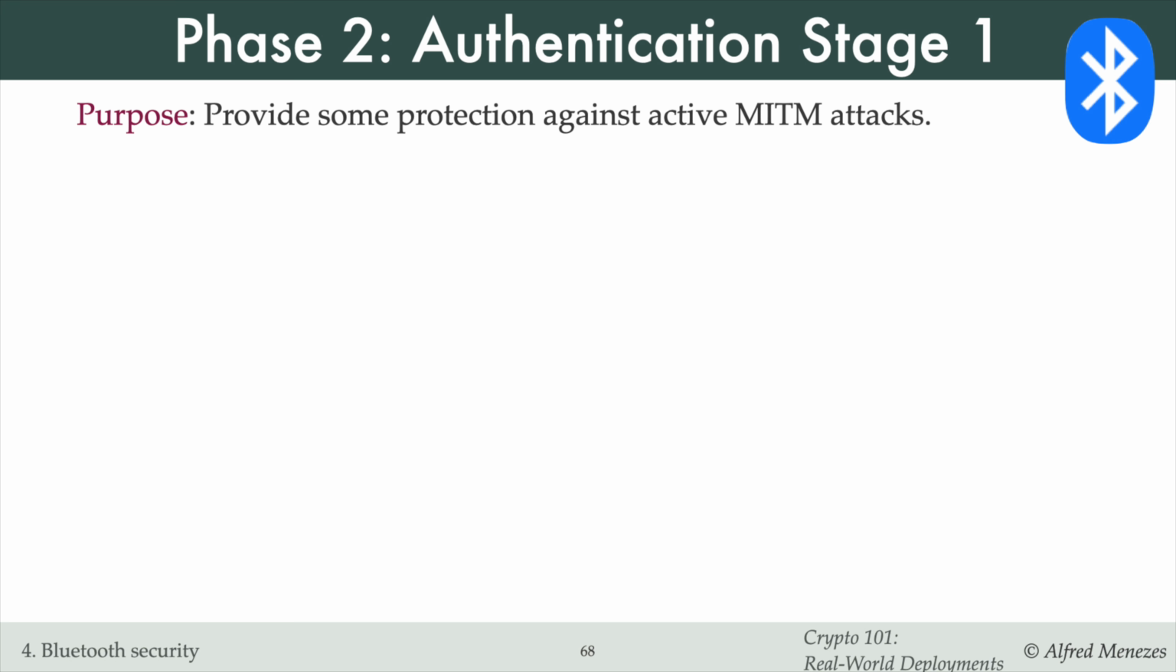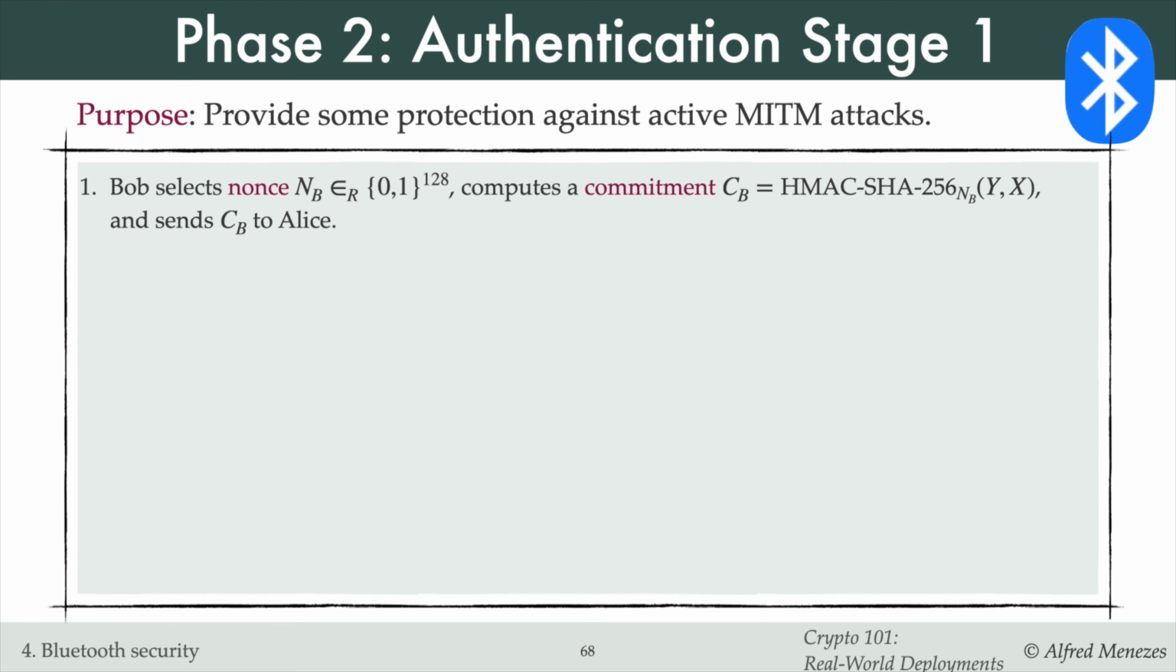Phase 2 of the Bluetooth security protocol proceeds as follows. Bob randomly selects a 128-bit nonce NB. He computes a commitment CB of the nonce. This is the HMAC tag with input the exchange points X and Y and the nonce NB as secret key. Bob sends the commitment CB to Alice.